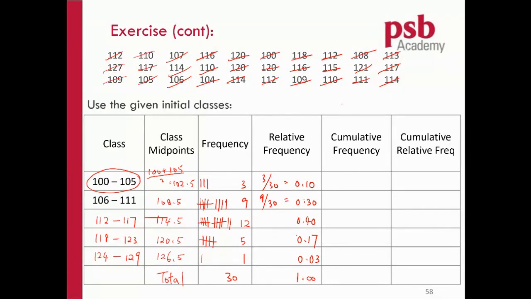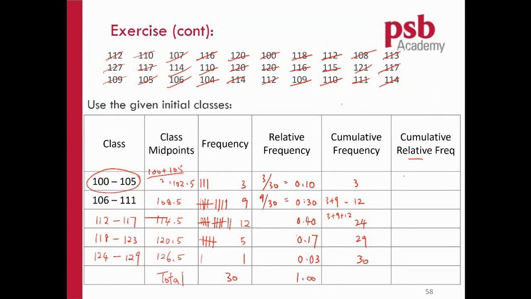Next is cumulative frequency. For cumulative frequency you are going to add. So the first one is just 3. The next one will be 3 plus 9, so you get 12. Then you keep on adding. You get 24, then you keep on adding, you get 29. You get 30.